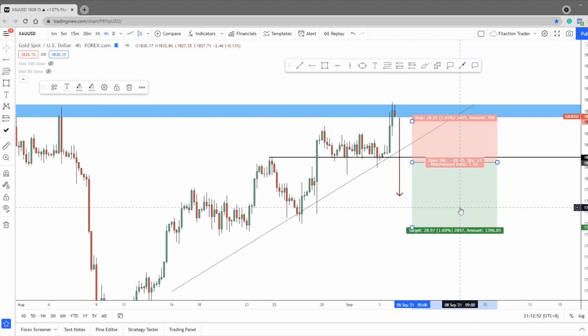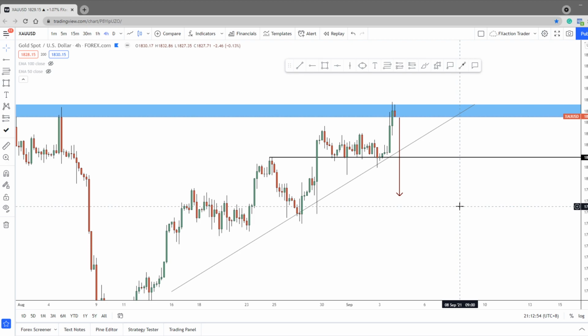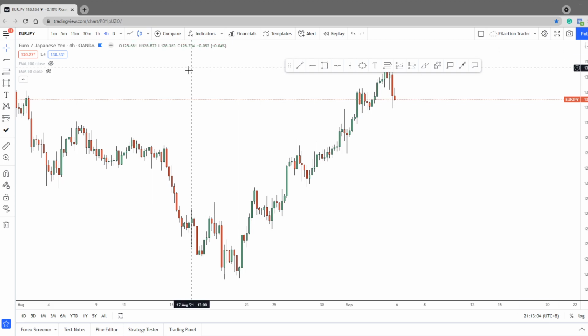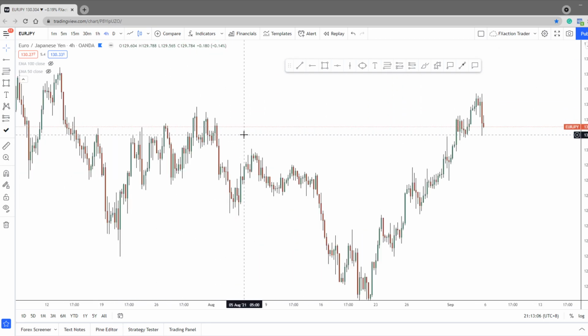So for this week, we just have to wait patiently for the market to show us the right signal before we make any trading decision. So let us move to the yen pair. So this is the euro yen.